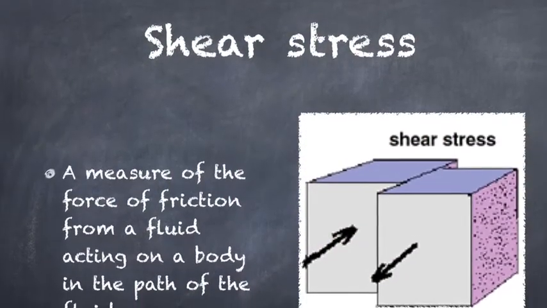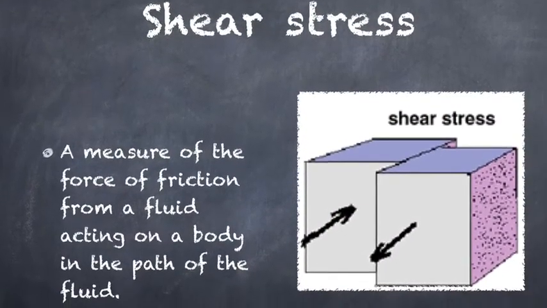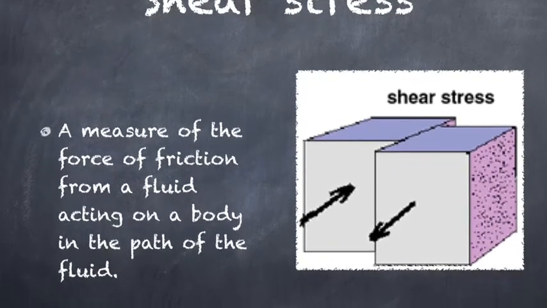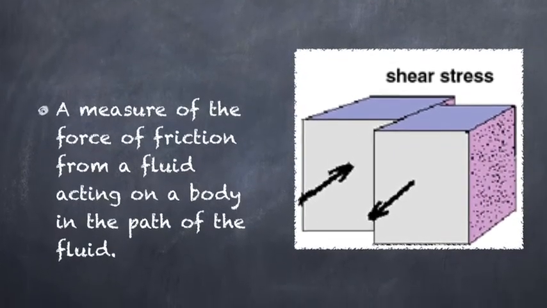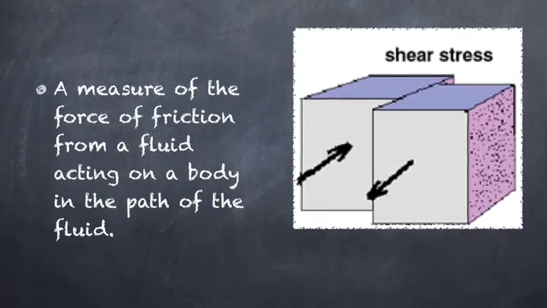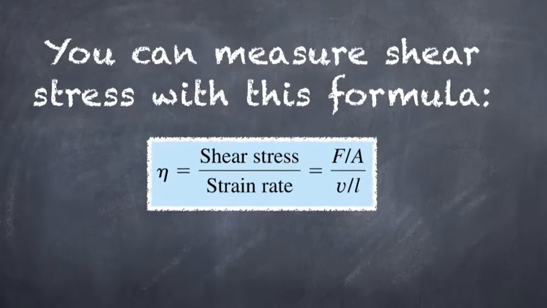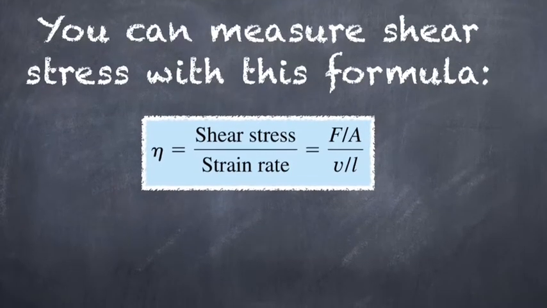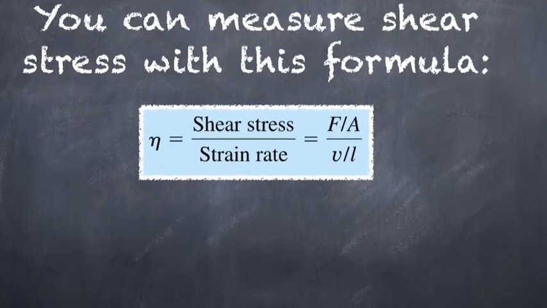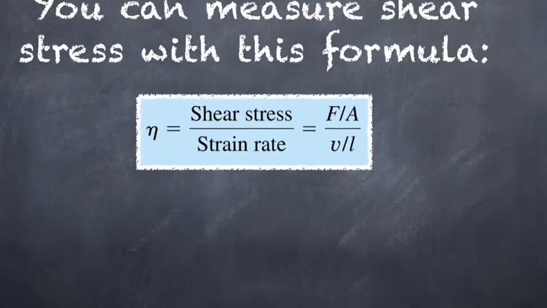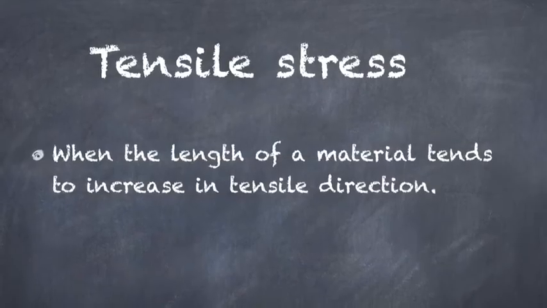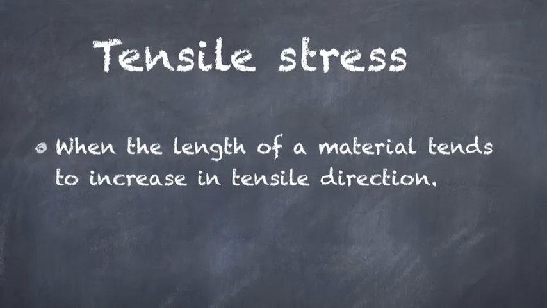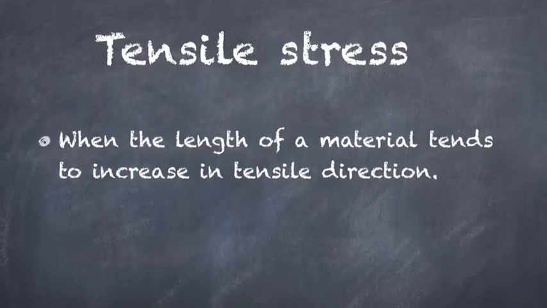Shear stress is a measure of the force of friction from a fluid acting on a body in the path of the fluid. You can measure shear stress with this formula. Tensile stress is when the length of a material tends to increase in tensile direction.